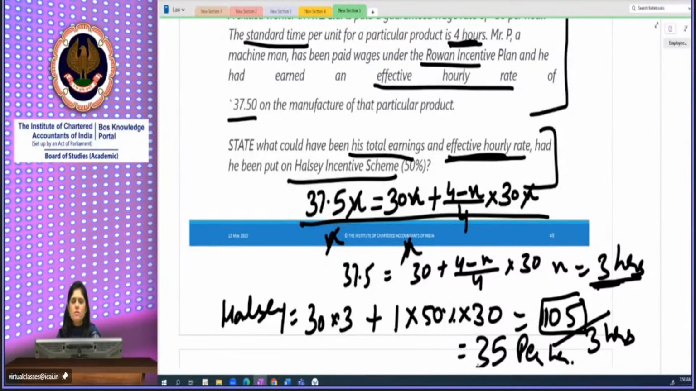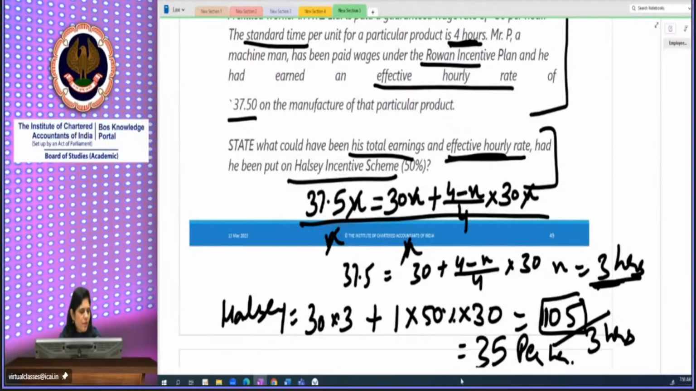So first we calculated X, that means time taken, which we didn't know. We calculated time taken first on the basis of Rowan information, and then we applied the same under Halsey information. So this is how we did it.